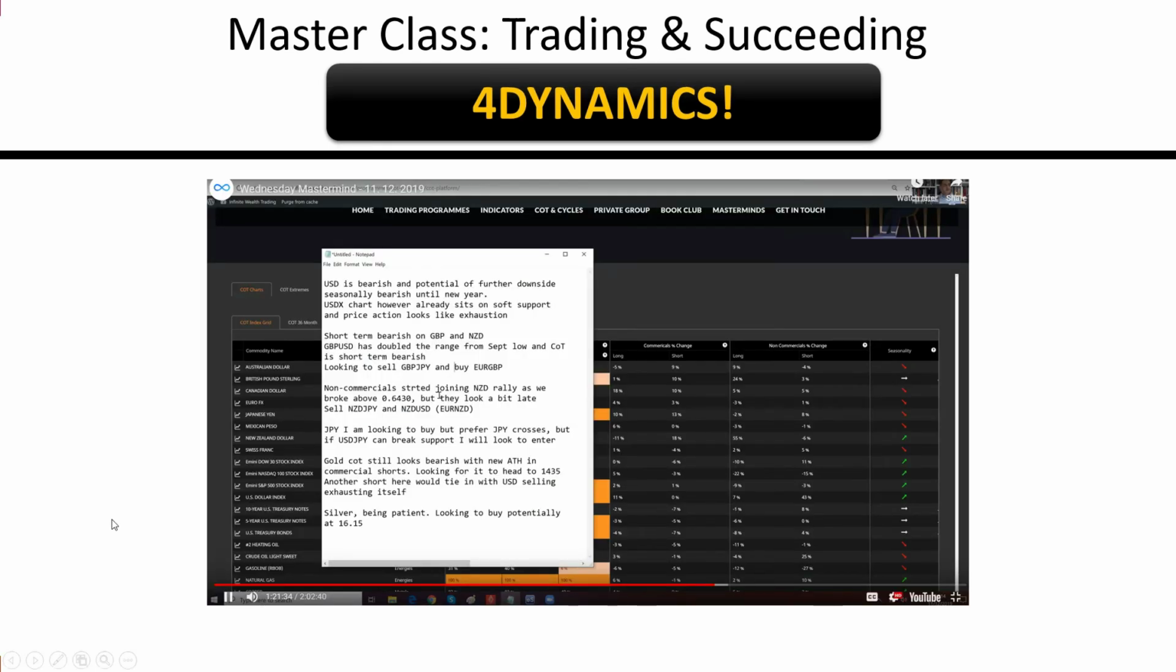You can see here, this is us just explaining some COT data to them. I don't know if you can see it too close here, but the US is bearish with potential for further downside. Seasonality bearish until the new year. That's the dollar index chart, however, it already sits on a soft support, and price action looks like exhaustion. So we're covering the four dynamics here. This is exactly what we're talking about for you. And this is just one of the webinars that we used to do every Wednesday, which you'll hear about in a moment with them.